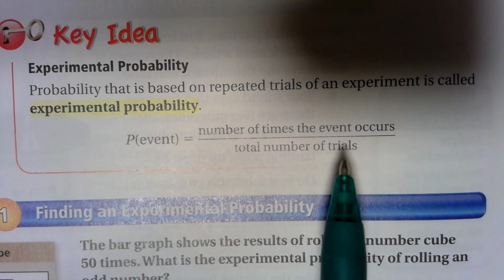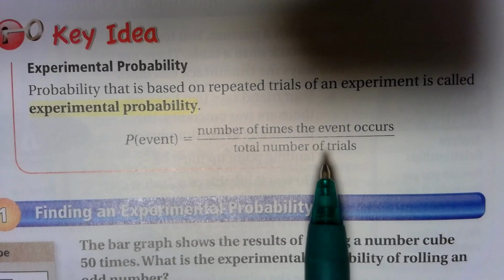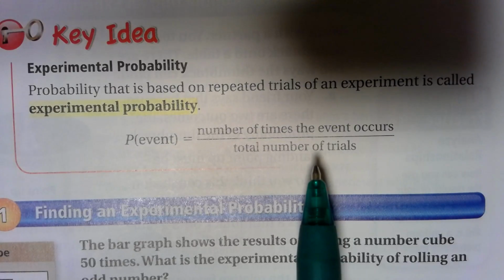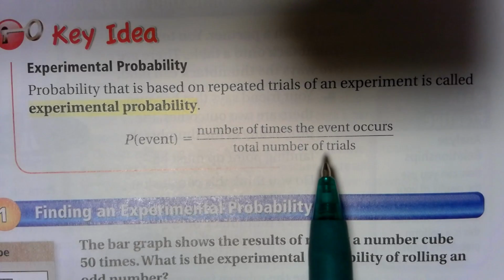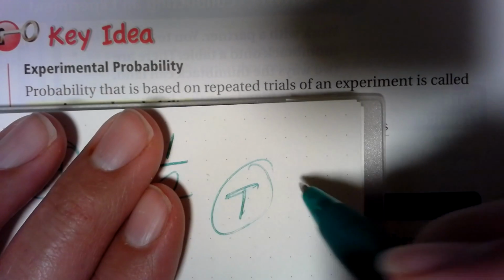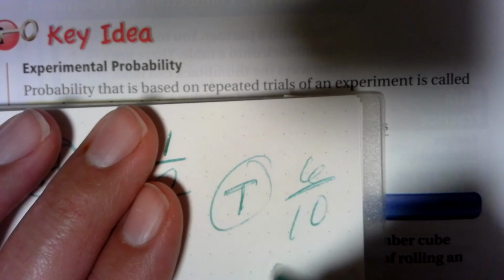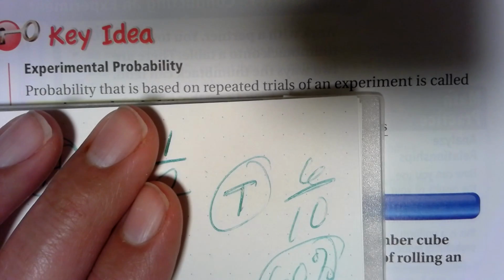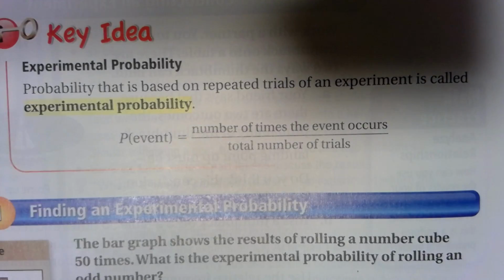So let's say you flip a coin. Let's say I flip a coin 10 times, and I want to know out of 10 times, how many times did a tail occur? I looked for tails, okay? And let's say out of 10 times, I got tails 6 times. So 60% of the time during my experiment, I got a tail. So that would be the experimental probability.